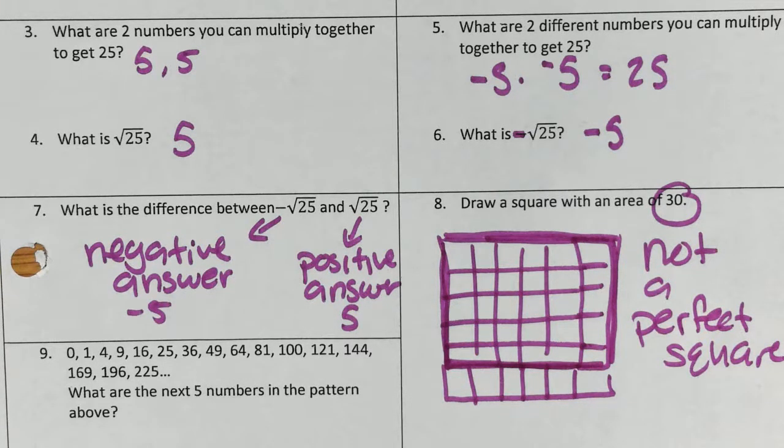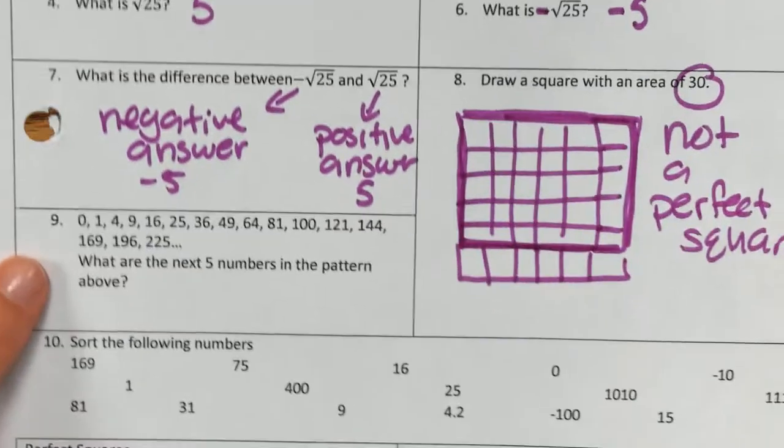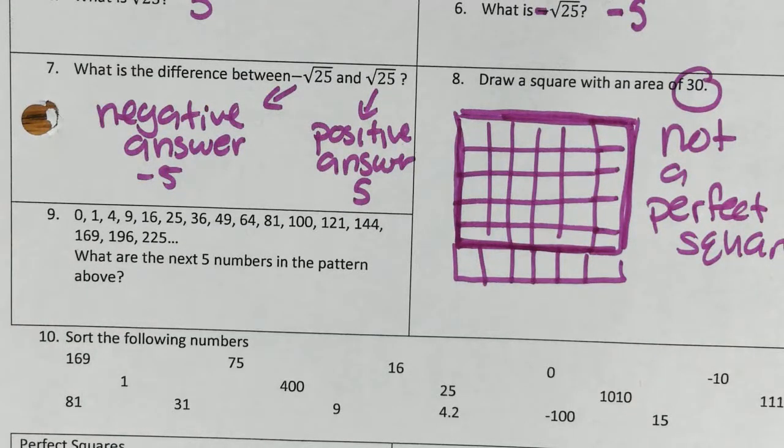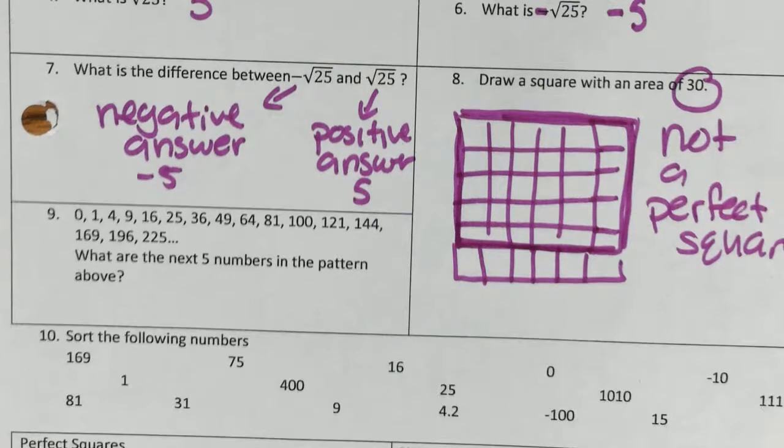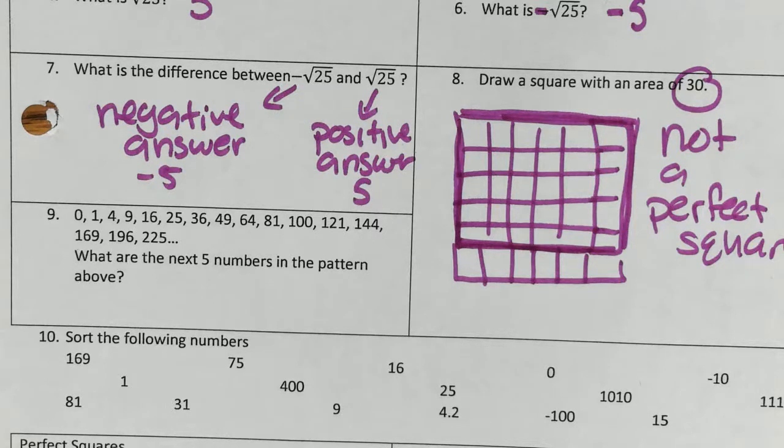Alright, 0, 1, 4, 9, 16, etc. for number 9. First, can someone tell me what this pattern is? Go ahead. It's adding odd numbers, like increasing by odd numbers. So 0 plus 1, and 1 plus 3. Okay, so we are getting bigger that way. Go ahead. It's a square.